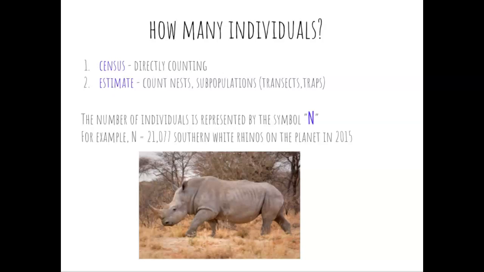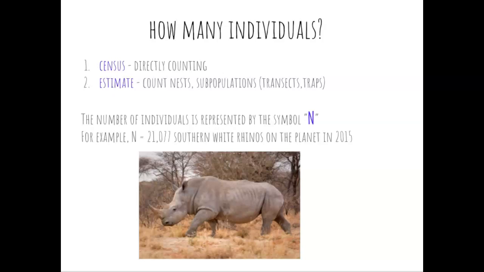And we actually use very similar methods to the methods that we use to count the number of people in the country or on the planet. So for example, this year is a census year in the United States, which means that the government is trying to get an idea of our population. And so a census is where you literally just directly count the number of individuals in your population.